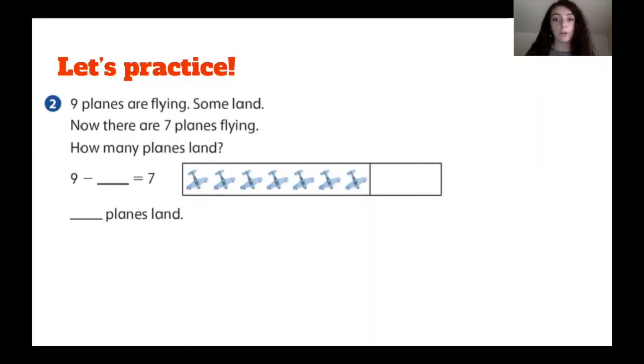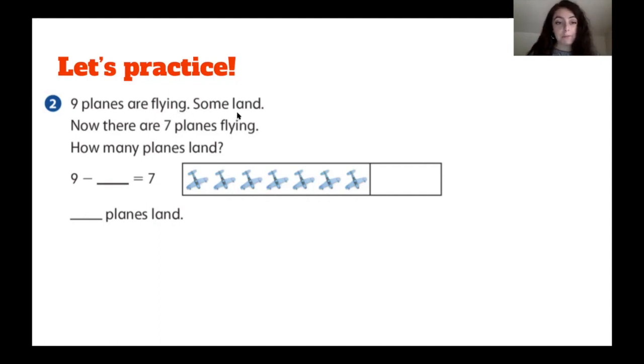Okay, number 2, let's practice. I want to see your fingers and we're going to point at the number 9. Ready? Point to number 9. Go. Good job. It says 9 planes are flying. Some land. Now there are 7 planes flying. How many planes land? So let's think about what our problem is saying. It's saying there are 9 planes flying. So think in your head of 9 little airplanes flying in the sky.